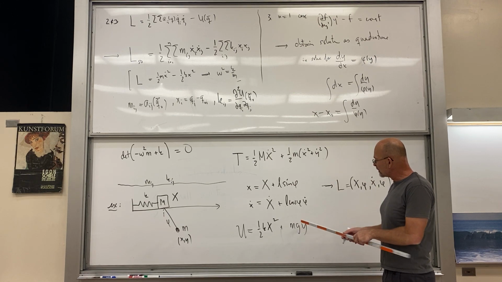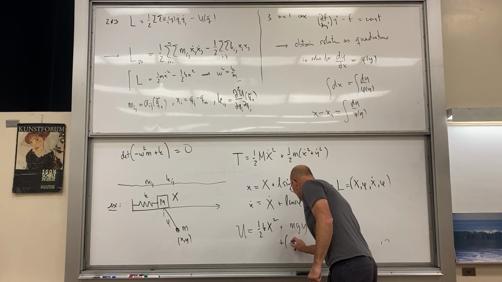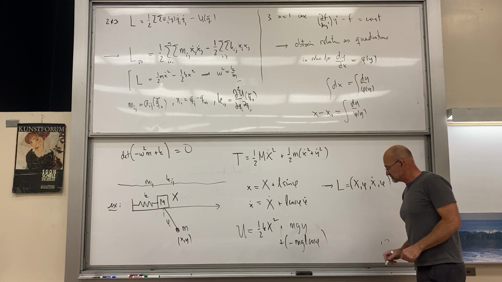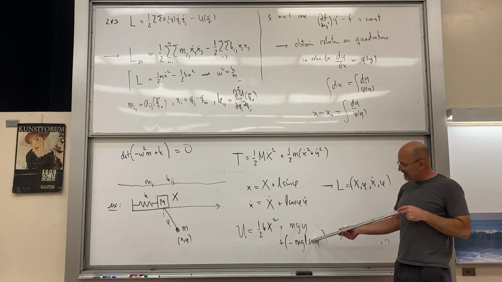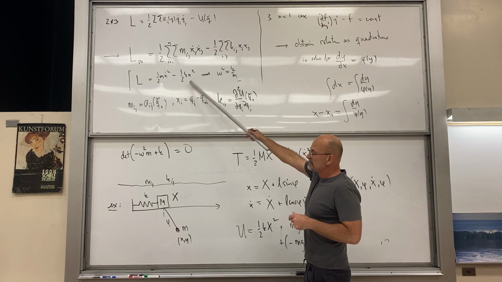But this one's fine already, but this one has to be turned into negative mgl cos phi. And you're not done here because you're going to have to expand the cosine to get your quadratic forms. Okay.